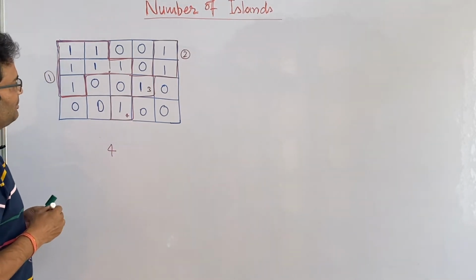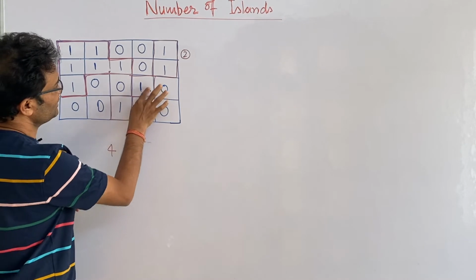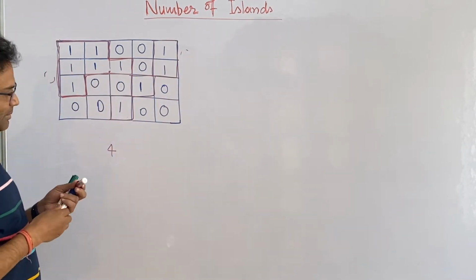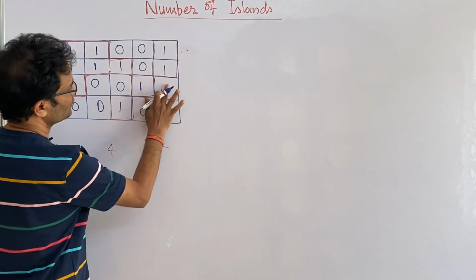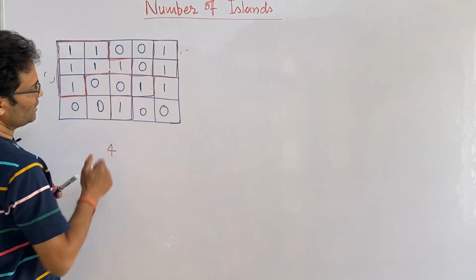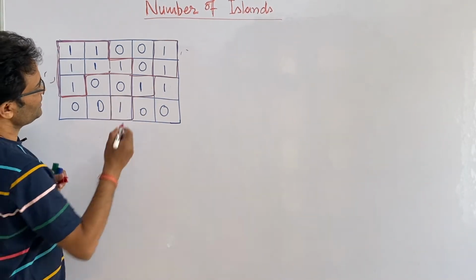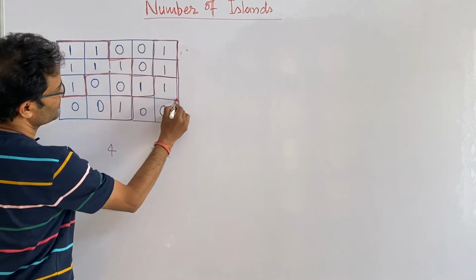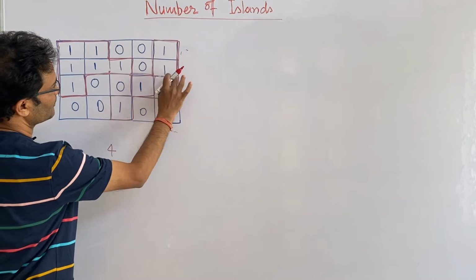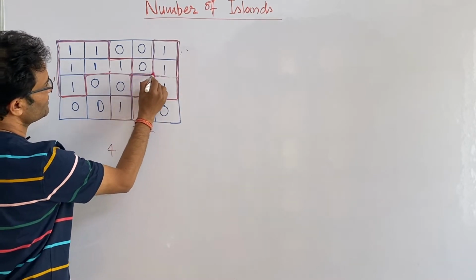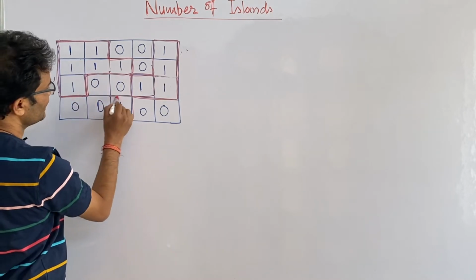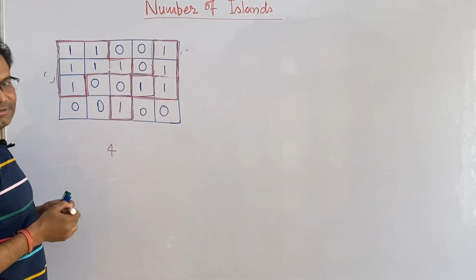Okay. Just for better understanding, let me change something here and then we will see how many islands there are. Suppose I say this is also a 1. The moment you say this is 1, then this complete part is one island now, right? So this is the one island, this is the two island, and this is the 3 island, right?